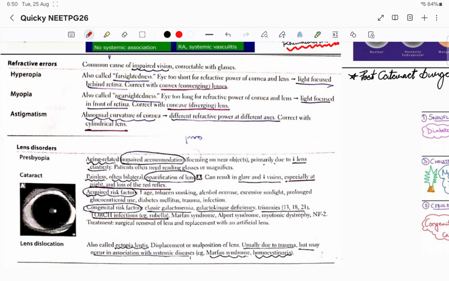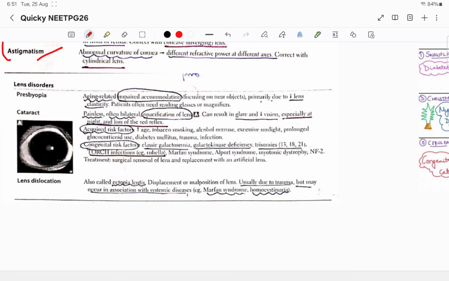So hyperopia is farsightedness, myopia is short-sightedness, and astigmatism, in old people, they wouldn't be able to properly accommodate the eye, right? Because the curvature of the cornea is affected, this is how astigmatism comes in. That is why we use a spherical lens and all. So these are the common refractive errors.